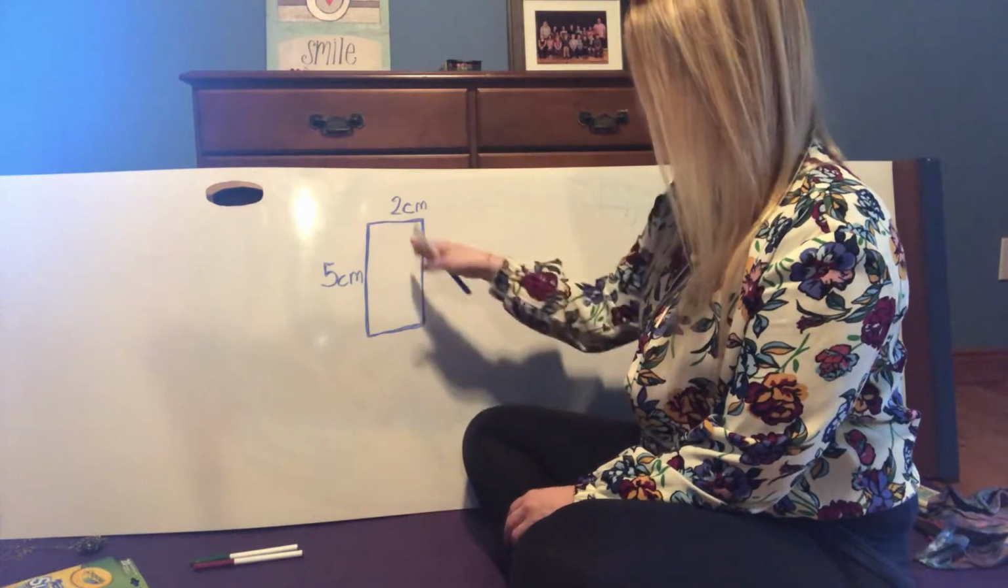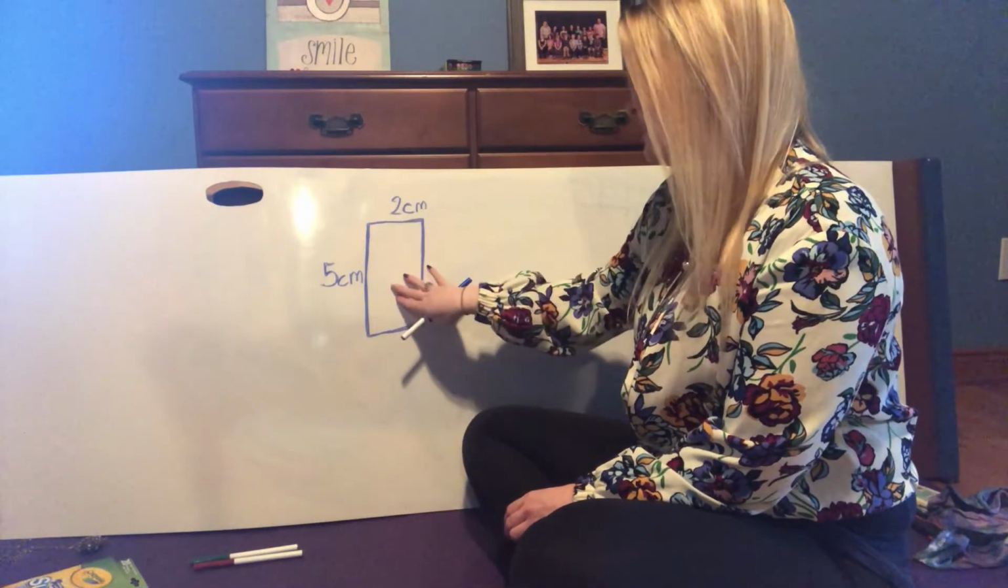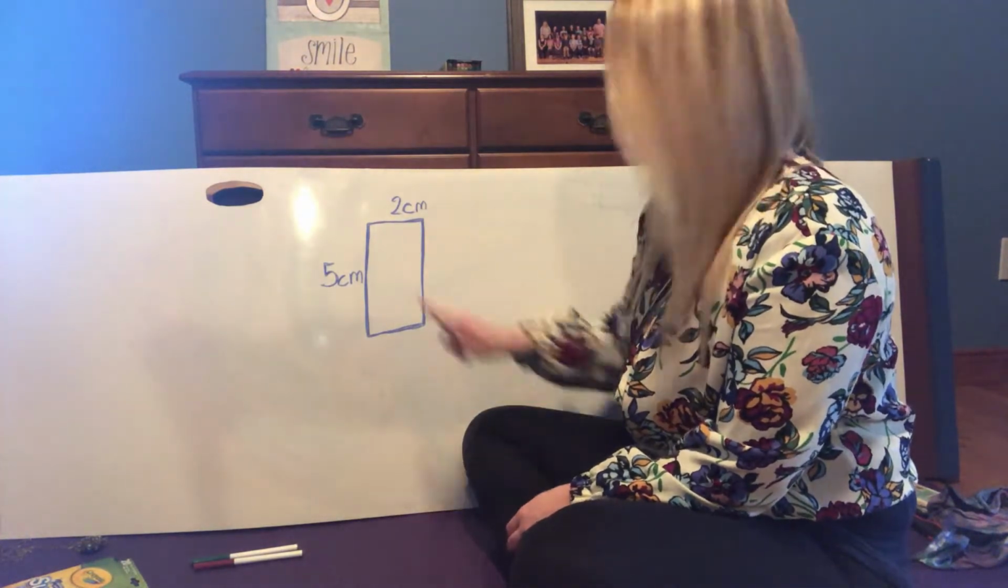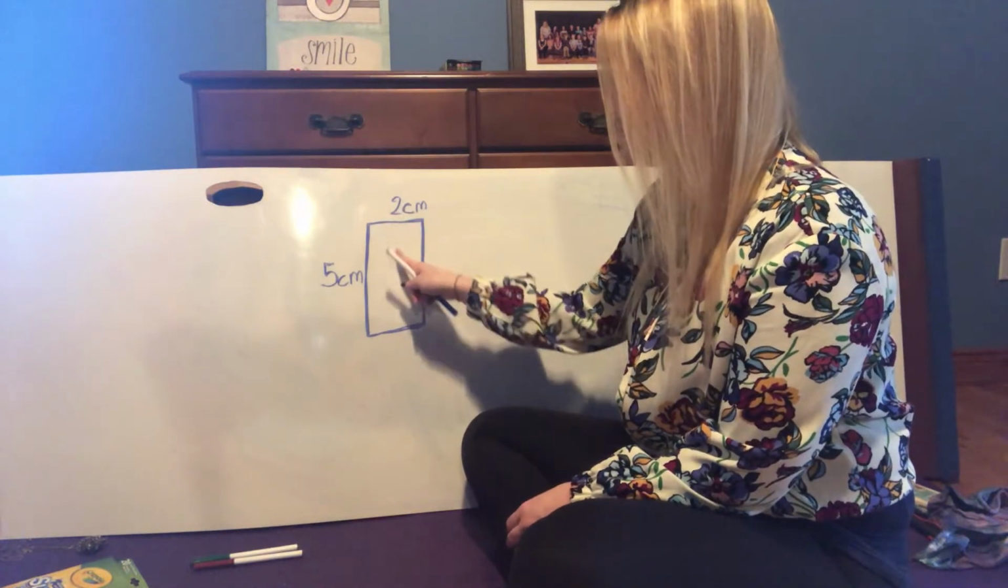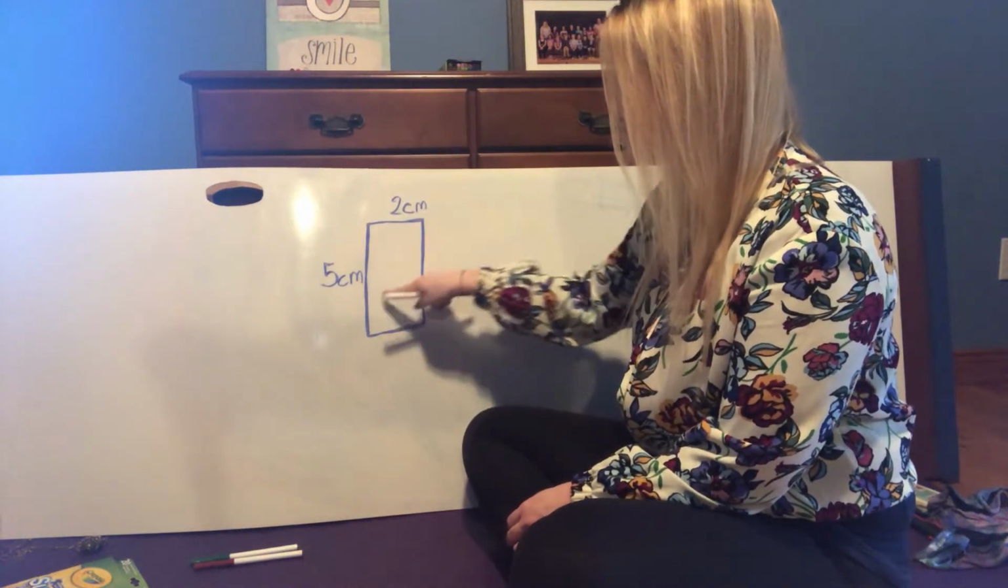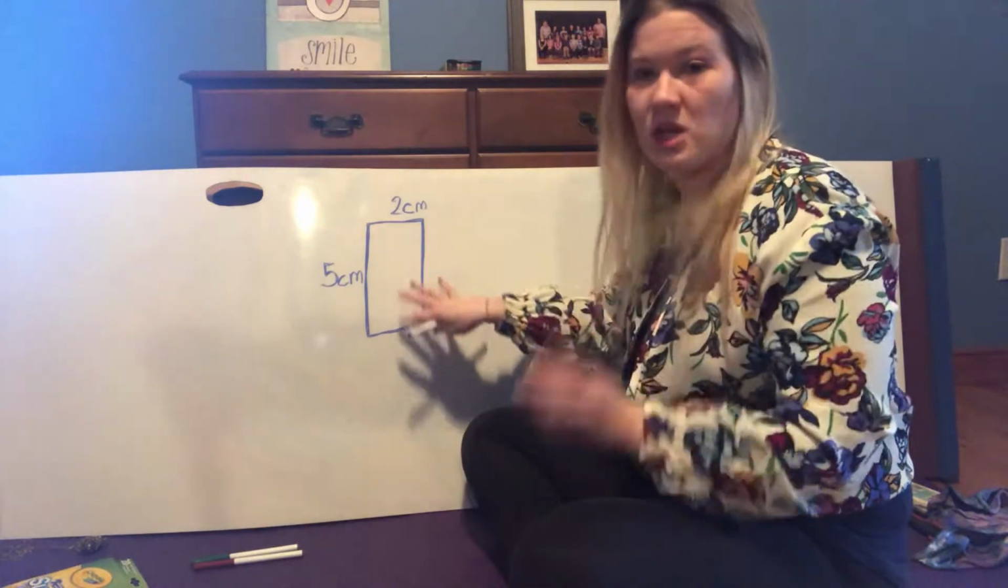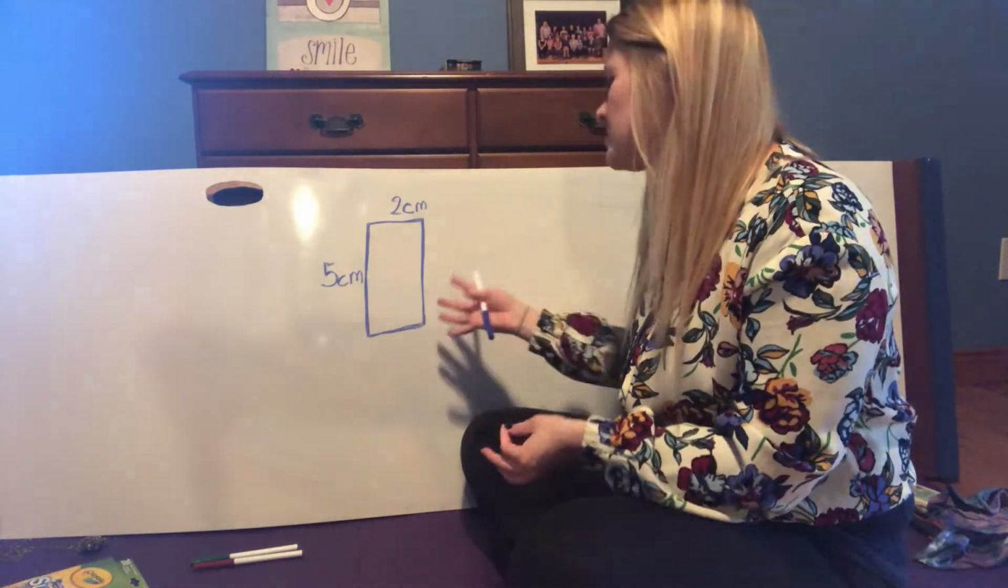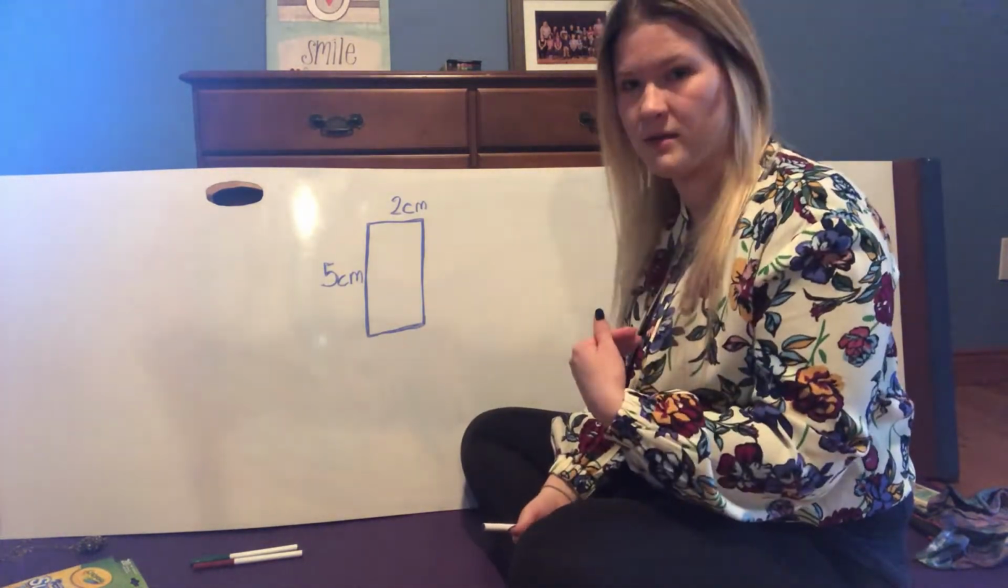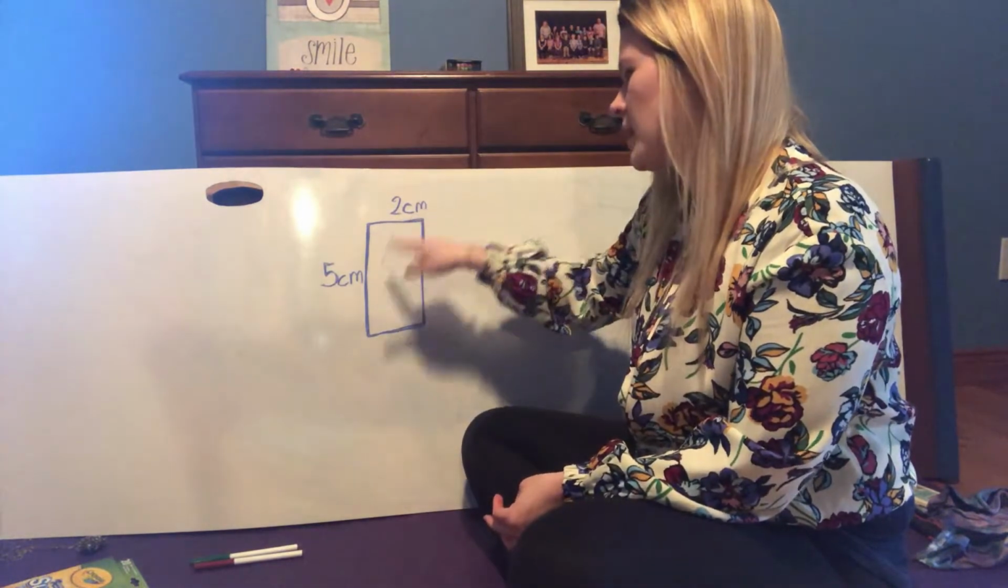So in this example, we can't see our units squared inside the shape. That doesn't mean they're not there. If I was going to draw out the 2 columns and the 5 rows, we would be able to see them. But in this shape, they're not there. So this is when we need to use our array method. We're going to times the top by the side.